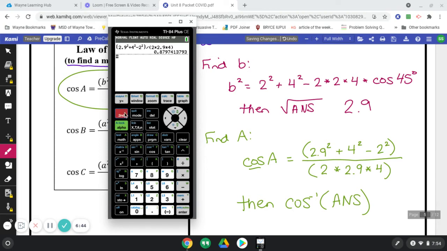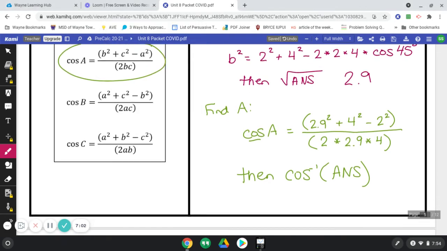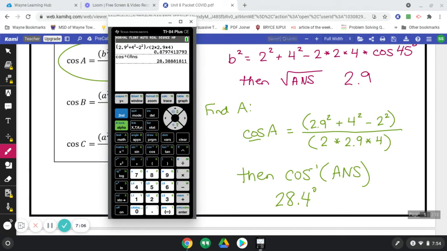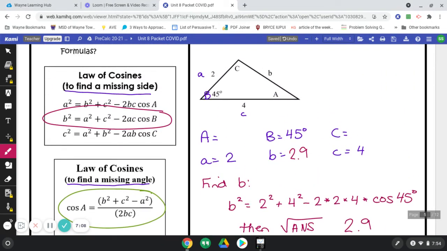That'll be second or shift cosine. Make sure it pops up as cosine -1. And then second shift the answer. And it'll take the inverse cosine of the last thing you had on the screen. Yeah, it gives us 28.4 when we round, 28.4 degrees. All right, so I'll put that in spot A.